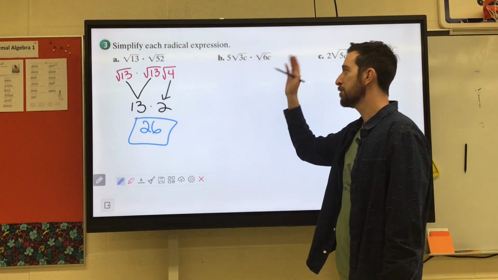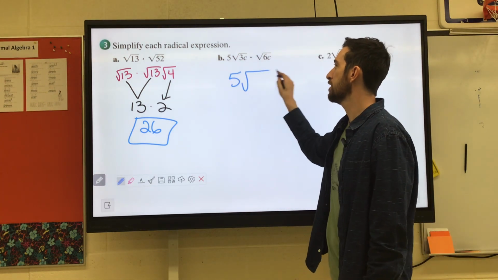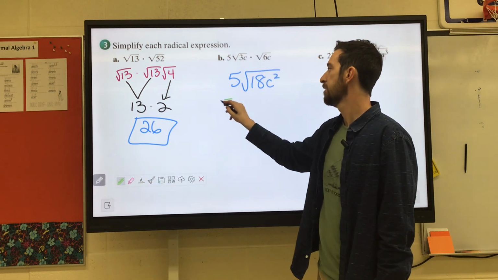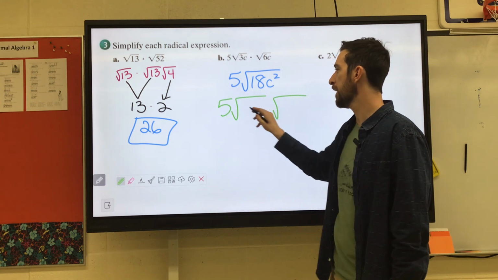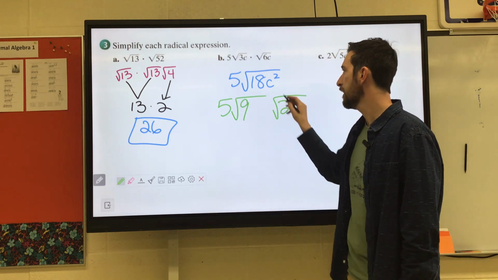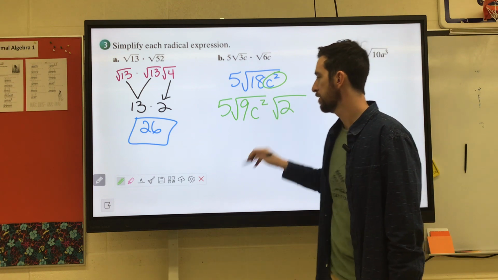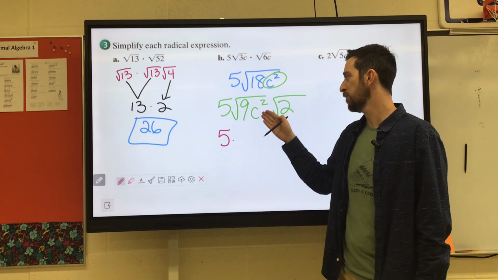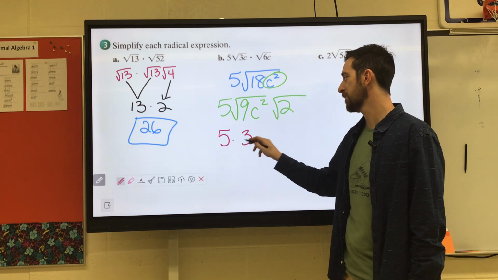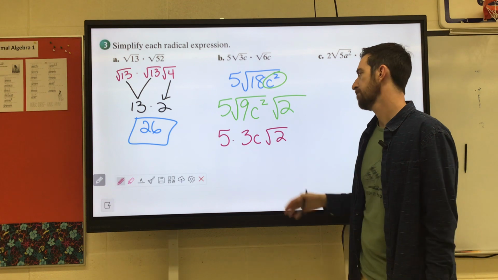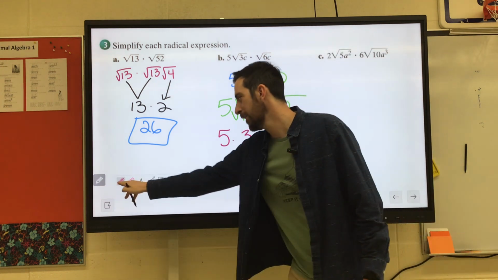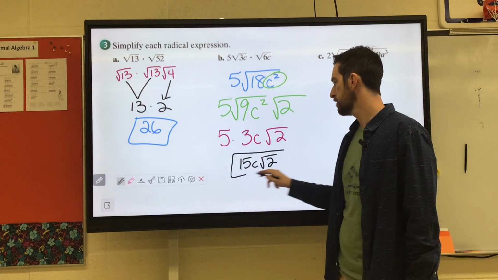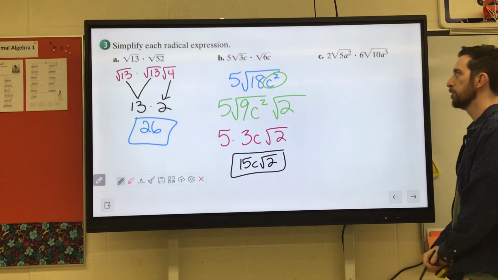All right. If I multiply these together, we'll have 5 root 18c squared. A perfect square in 18 is 9. It's 9 times 2. And then c squared is perfect. 5 times the square root of 9c squared is 3c. And then we'll just multiply it by the 5 that was already out there. That's a 15c root 2. You know how it is. The old 15c root 2.